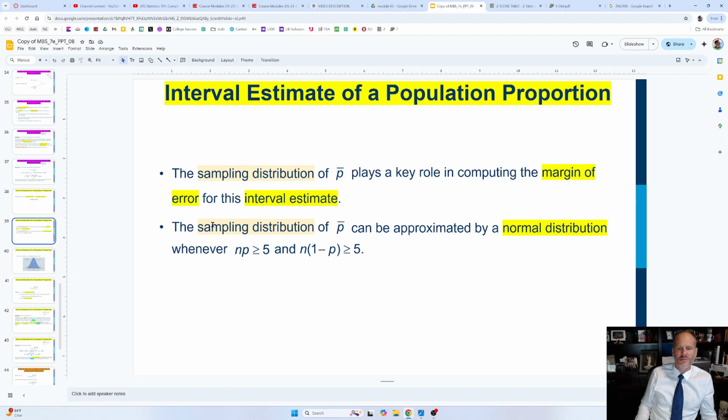So the sampling distribution of the sample proportion can be approximated by a normal distribution whenever np is greater than or equal to 5 and n times (1 minus p) is greater than or equal to 5.